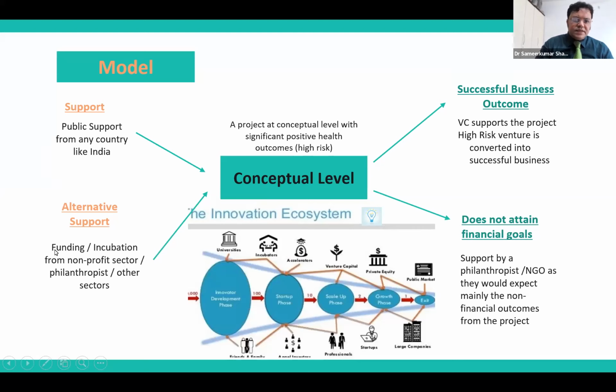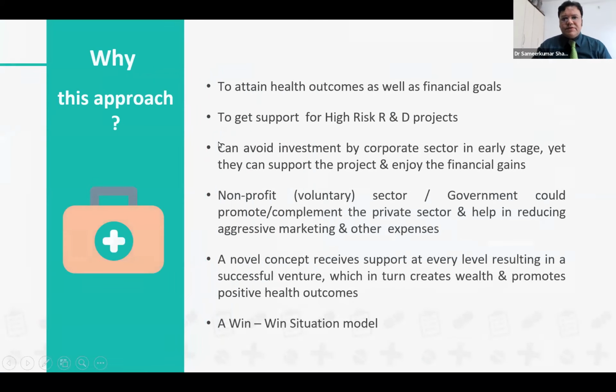And of course, as I said, we have to have an alternative support in the form of funding or any other resources. So why is this approach necessary? Because this will attain health outcomes as well as financial goals in the long run. There would be support for high-risk research and development projects in healthcare, and this avoids risk taking by the corporate sector at an early stage. Yet they can support the project at a later stage and enjoy the financial gains. The non-profit sector could promote or complement the private sector and help in reducing the cost of aggressive marketing and other expenses.